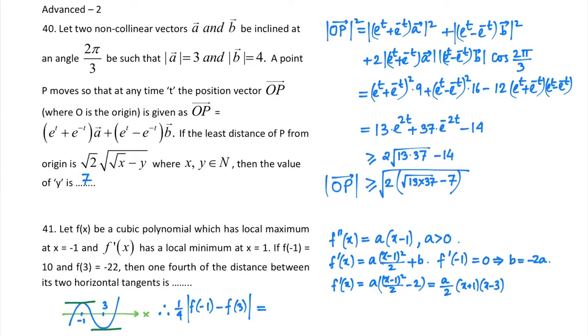I put those values and I will get 1 by 4 into mod of 10 minus 22. So it is not required to put mod since I know the sign. So finally our answer is 32 by 4, that is 8. So that is our answer that I can put here.